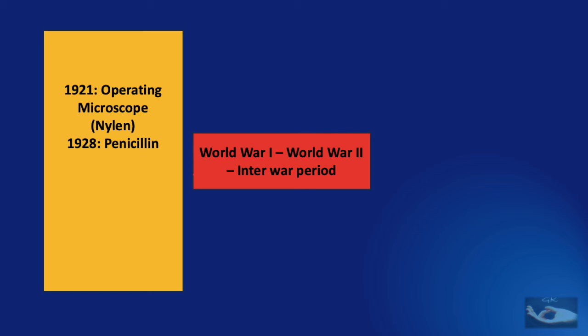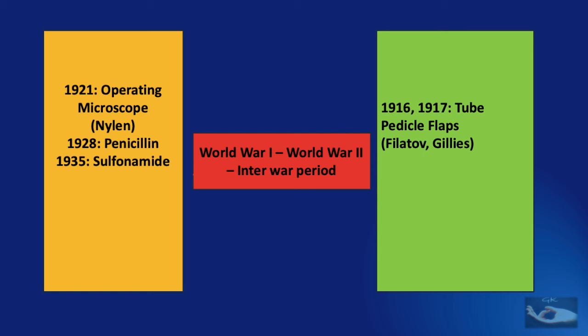The discovery of penicillin in 1928 and sulfonamide in 1935 brought on the era of antibiotics and reduced infections. This was the period when tubed pedicled flaps were also introduced by Vladimir Petrovich Filatov in 1916 and Harold Gillies in 1917.